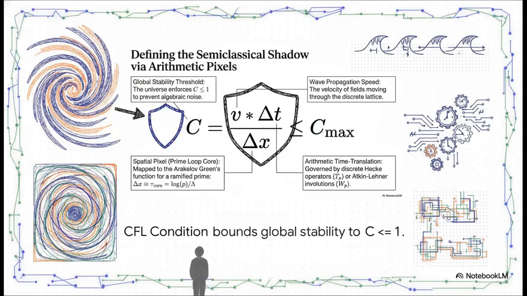Wild, right? So let's actually look at the math of this semi-classical shadow. The Courant number, C, has to be less than or equal to the absolute stability threshold of 1. You calculate this by taking v, your wave propagation speed, multiplying it by the discrete arithmetic time step, delta t, in the numerator, and then dividing that whole thing by the spatial pixel, delta x, in the denominator. And in this arithmetic universe, that delta x isn't just some arbitrary grid size. It maps directly to the regularized core radius, which is derived using the Arakelov-Green's function for a specific prime loop.